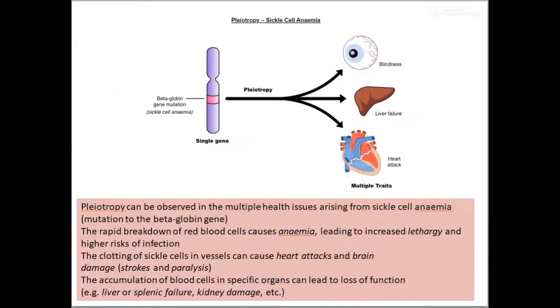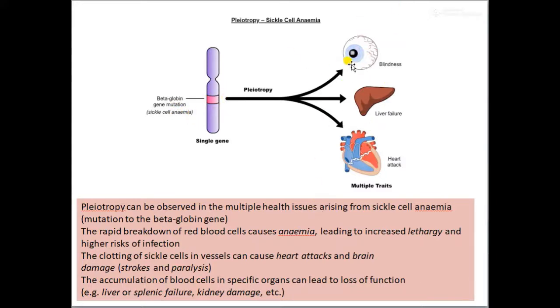Now, if you consider sickle cell anemia, here also a mutation of one particular gene is responsible, where glutamic acid is replaced by valine, and you will get a sickle cell shape of the hemoglobin being formed in sickle cell anemia. And you can see that this beta globin gene mutation would affect different traits.